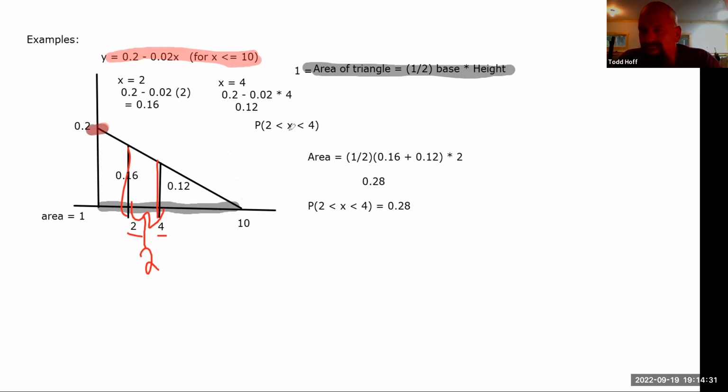Or we could have used geometry of triangles, but to me, finding the equation is way easier because you just plug in the numbers and you can find the values at that point. We're not going to do a lot of that, but there might be an example of something similar to that popping up in the homework.